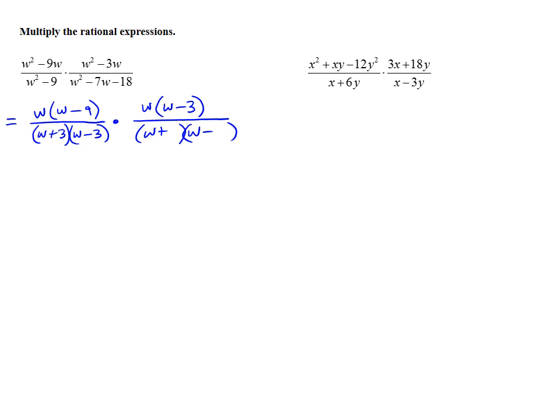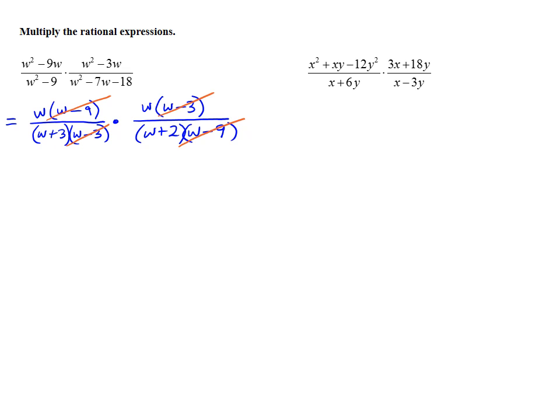And in particular, I want the 9 to be negative and the 2 to be positive to add up to negative 7. So there we have everything factored in both the numerators and denominators. Now let's cancel whatever is common. First off, I see a w minus 9 in both the numerator and the denominator. I also see a w minus 3 in both numerator and denominator. That's all I see that's common between the numerator and denominators.